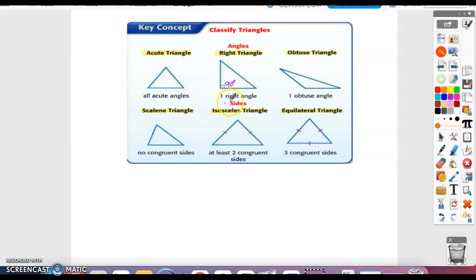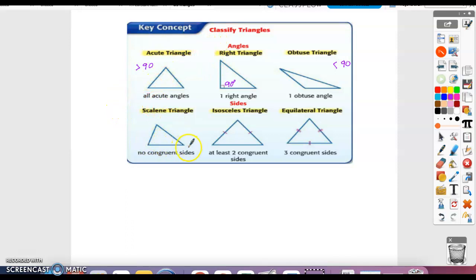A right triangle has one measurement that's 90 degrees. That's what that little box means. And then an obtuse triangle has one obtuse angle, which means that it is greater than 90. And on this one, they would all be less than 90. Okay, so you can classify by the angles.